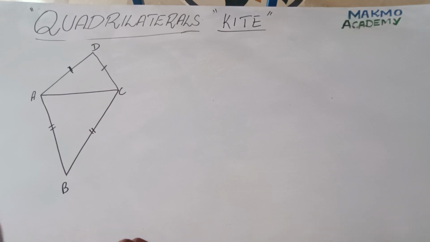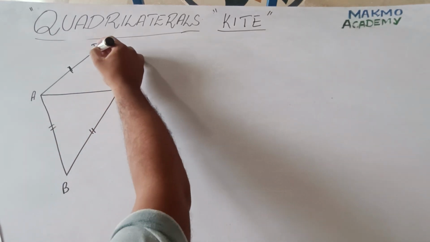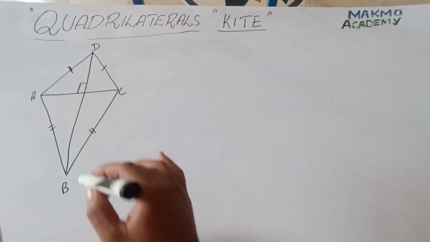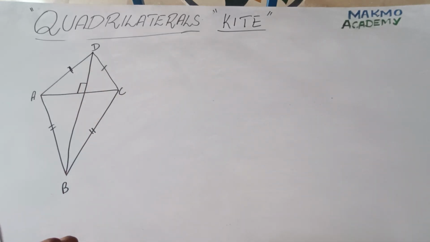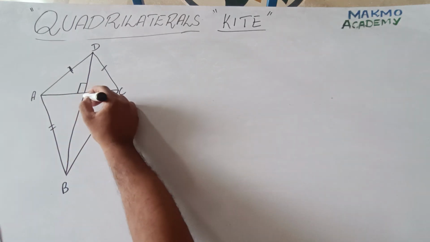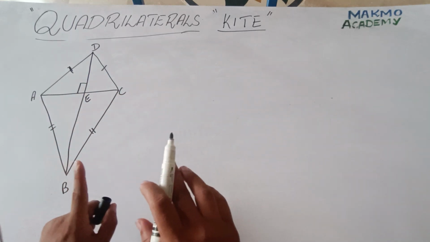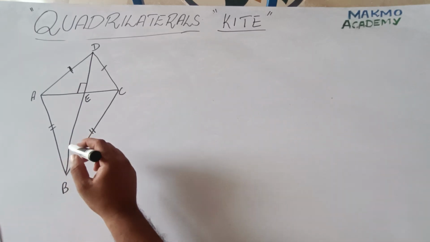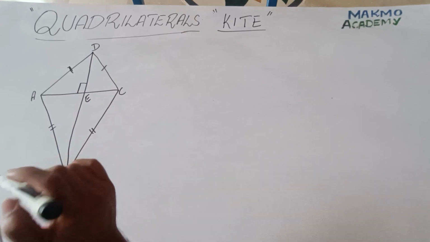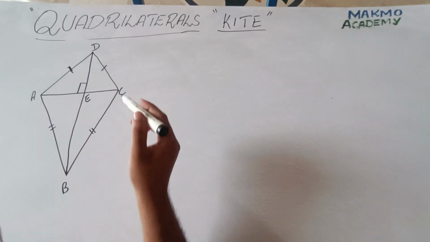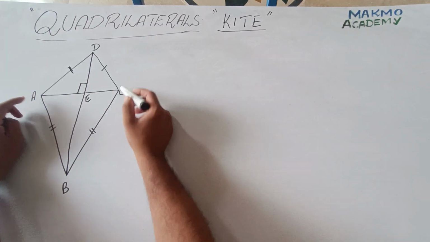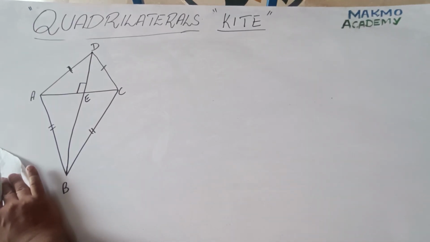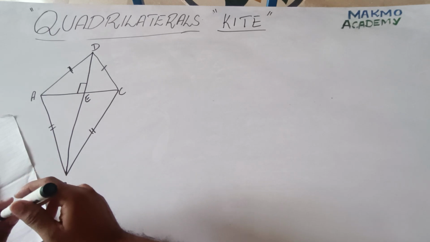Diagonals cut each other, not bisect, at 90-degree angles. So if we construct two diagonals, they intersect with each other at 90 degrees, but they do not bisect. Means ED is not equal to EB. They are not equal. One diagonal bisects the interior angle. One long diagonal, keep this in your mind. There are two diagonals. CD is the shorter diagonal and BD is the longer one. So the longer one will bisect the interior angle into two halves.